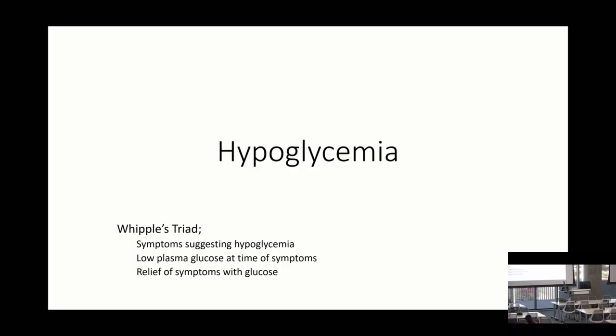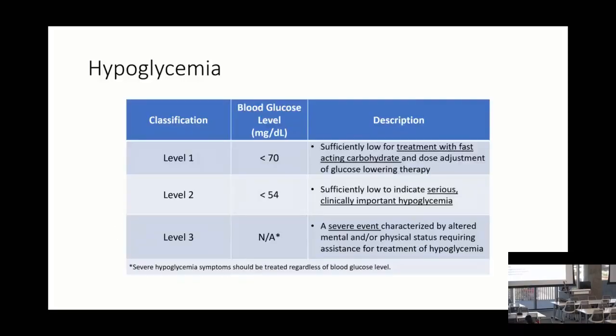But symptoms that suggest hypoglycemia, and then when you measure the glucose, the glucose in the plasma at the time of the symptoms is low. And then when you give glucose from outside, the symptoms go away. So that's Whipple's triad. So that's hypoglycemia.